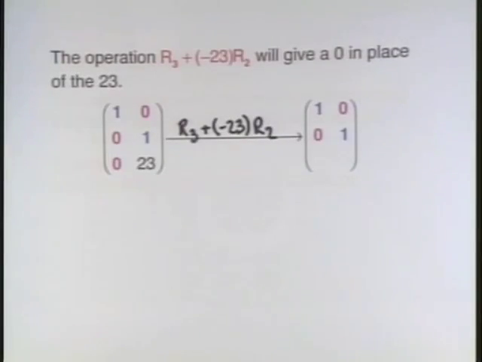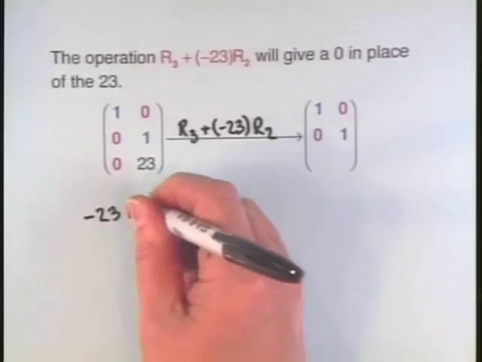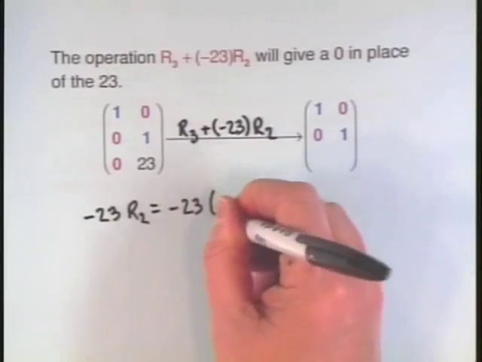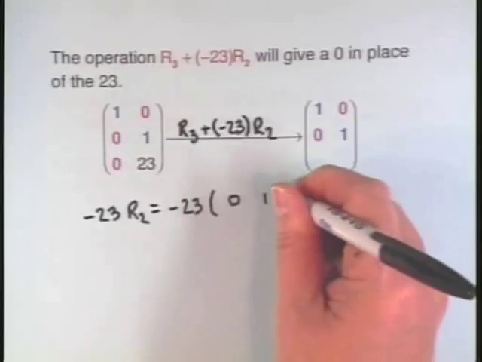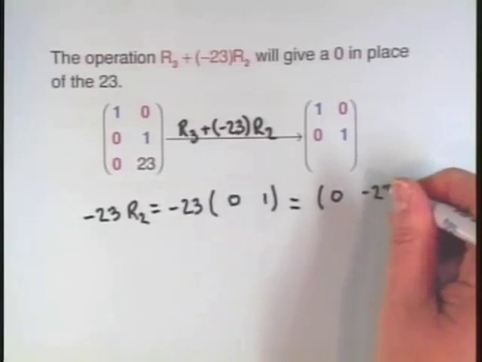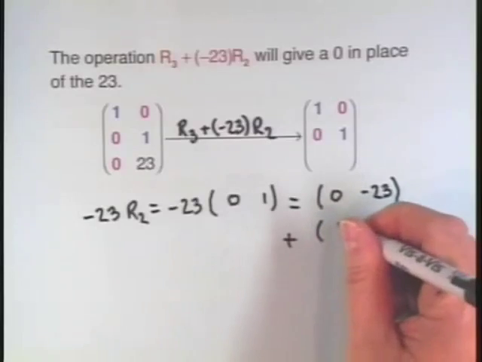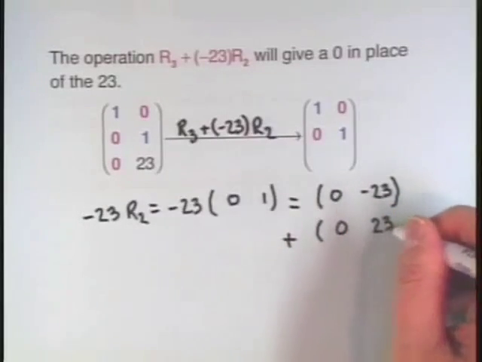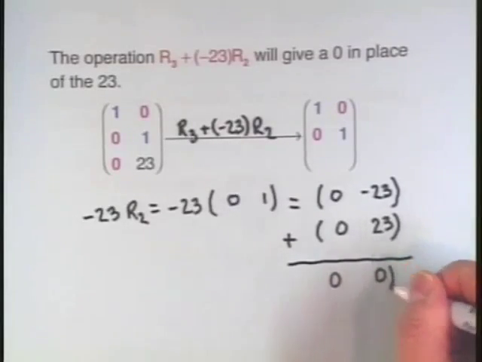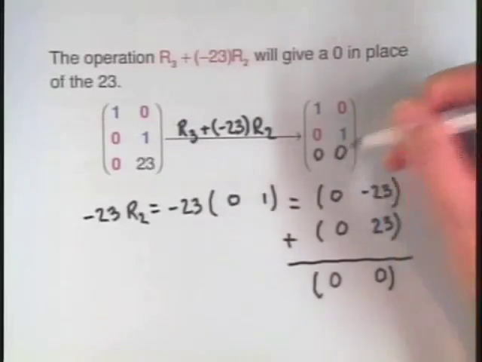Rows 1 and 2 stay the same, and we have negative 23 R2 equals negative 23 times 0, 1, giving us values of 0, negative 23. We're going to add the previous row 3 with entries 0, 23, and get 0, 0. So our new row 3 is 0, 0.